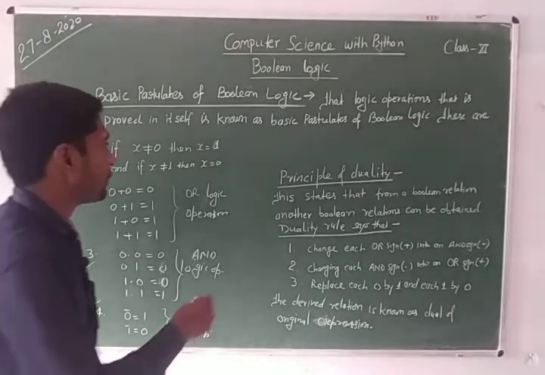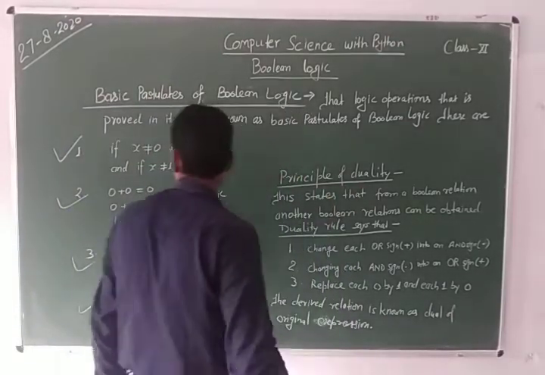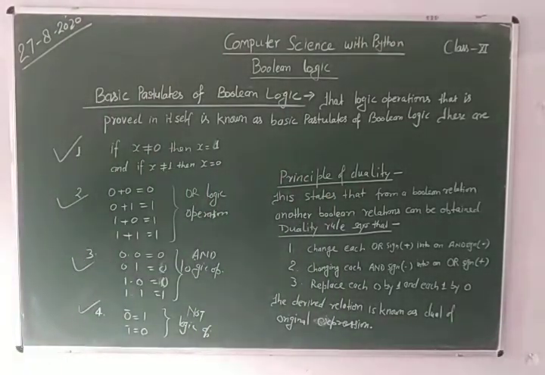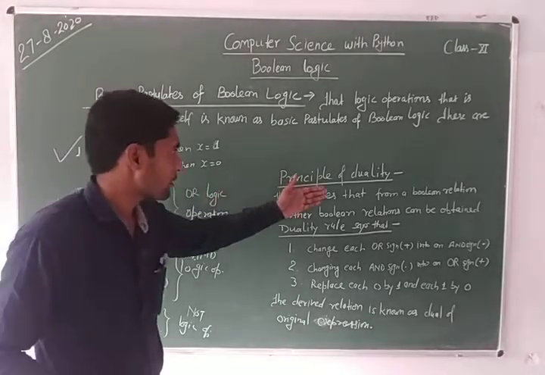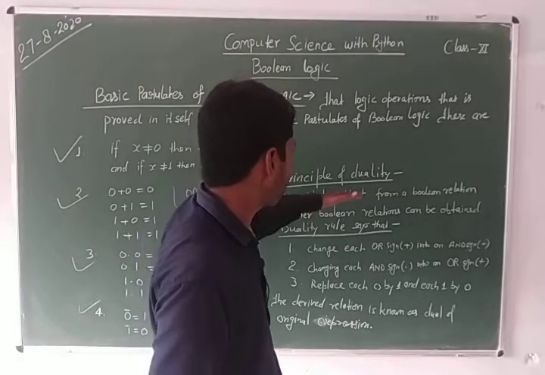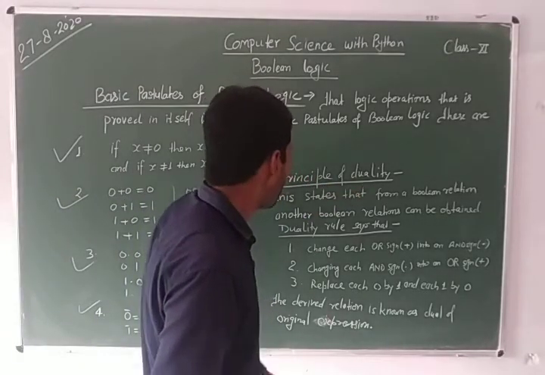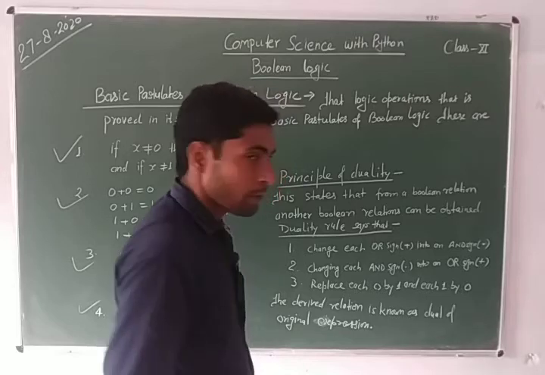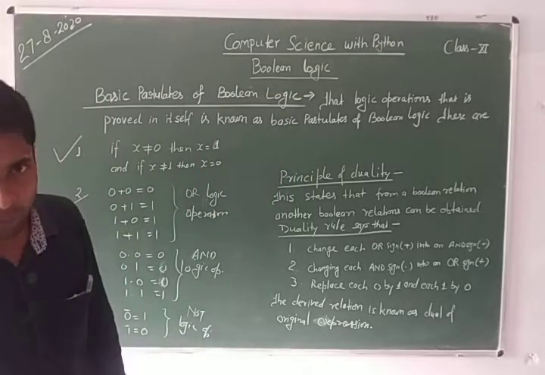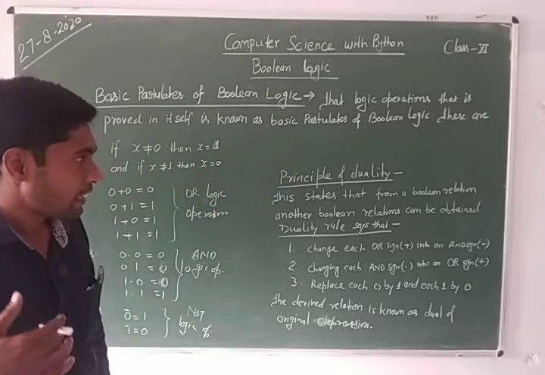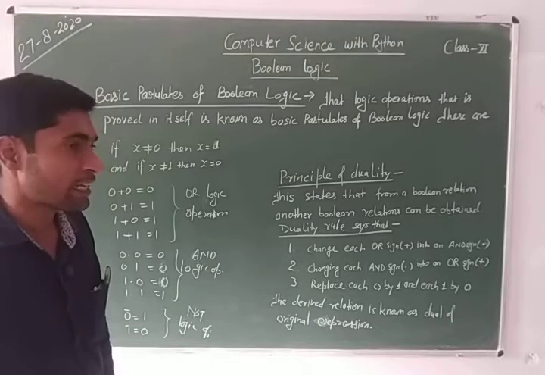Now let us see the principle of duality. These four rules are known as the basic postulates. With the help of these rules, we can derive other rules. Now let us see the principle of duality. This says that from a Boolean expression, we can derive a new Boolean expression.